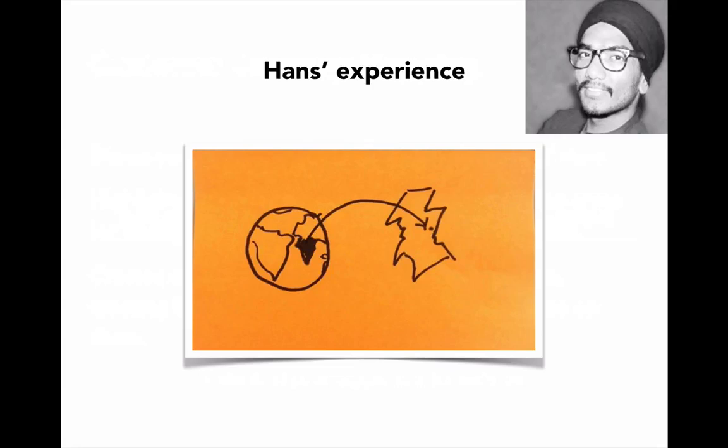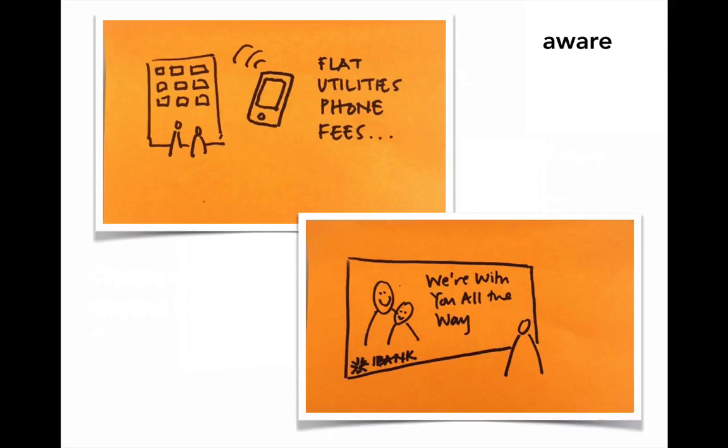So Hans had come from India to study in Scotland, and he was aware that he was going to need to open a UK bank account because he had certain things that were going to have to come straight out of that bank account. For example, paying for his flat, for utilities, for his mobile phone, in fact to be able to set up his mobile phone and to pay his university fees. And he became aware of a particular bank when he arrived at Edinburgh Airport, because there were great big billboards that said, "We're with you all the way," with smiling, happy people, which made him feel reassured that actually banks were open for business, looking for new customers, and were going to treat them well.